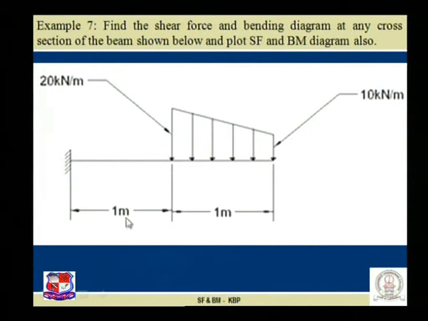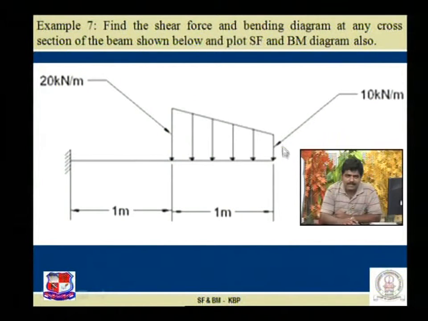See the problem. Think, what is different in this problem compared to the previous problem? This is a cantilever beam subjected to the UVL, but the UVL, which is of trapezoidal nature, is acting in this region of 1 meter, and on this region of 1 meter not a single load is acting. What is the behavior of shear force? What is the behavior of bending moment? That we have to study over here.